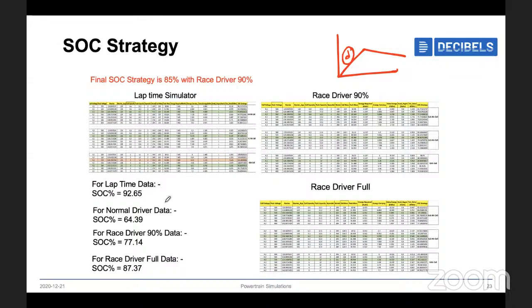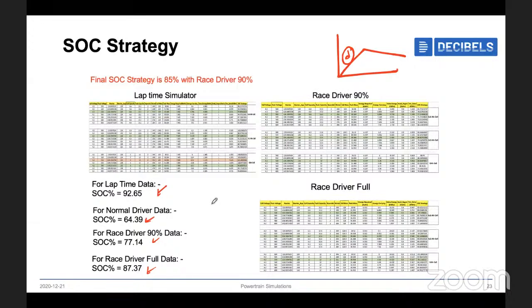And it also depends upon the driver who is driving the vehicle, whether he is fully abusing the vehicle or something like that. If I'm going with lap time data, the lap time simulator is telling that it is good to start at 92.65. But when I'm starting with a normal driver data, I can go with 64. For a race driver, it is a 78 percentage, and for a full driver, it is an 88 percentage. So finally, we have to select a particular state of charge strategy and proceed with that. So yeah, there are some things that we can learn from this particular powertrain simulation.